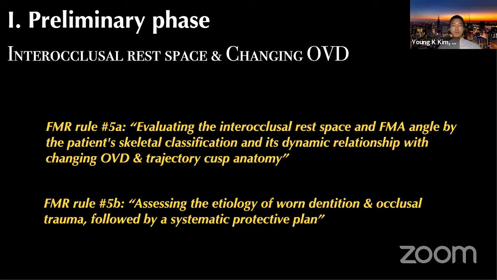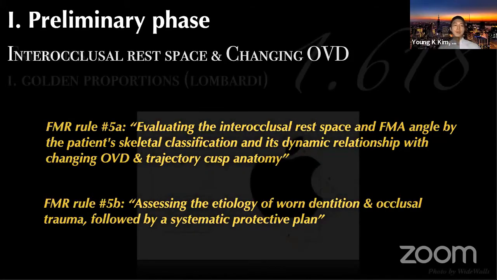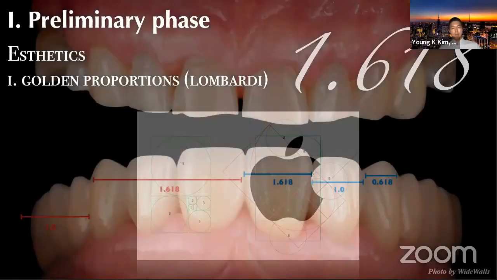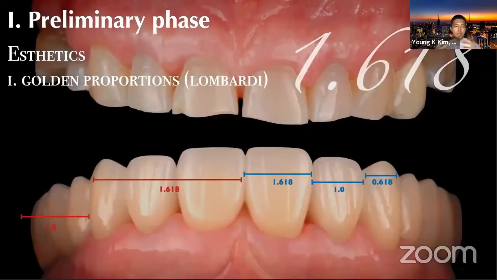If you're too overwhelmed with occlusion as a pre-treatment phase, now we're in the aesthetic phase. So in the aesthetics, we have the golden ratio. I'm sure you've heard about the term, the golden ratio, but Lombardi nicely incorporated this golden ratio in the field of dentistry, the aesthetic smile.